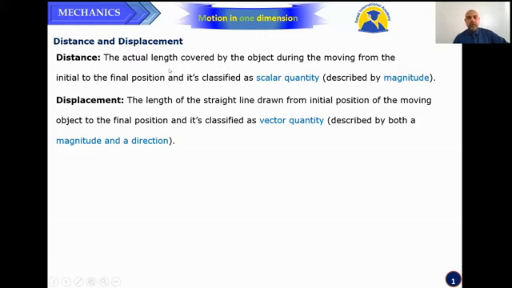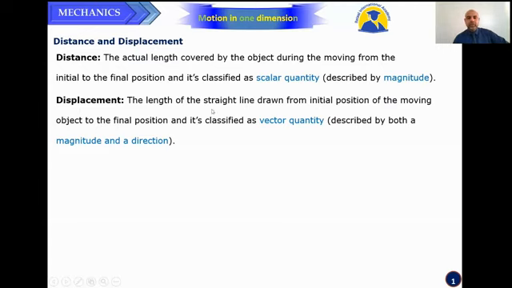Distance is the actual length covered by the object during the moving from the initial to the final position, and it's classified as a scalar quantity. A scalar quantity is the quantity that can be described by just magnitude, no direction.